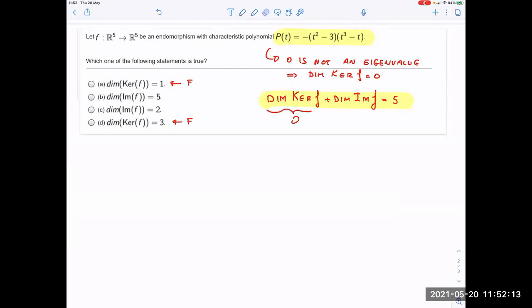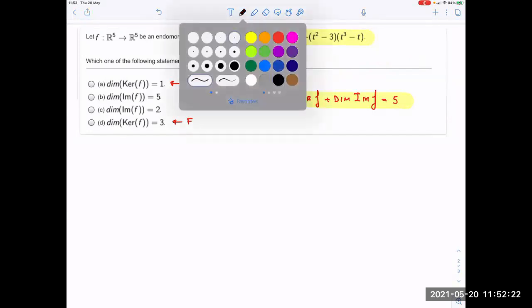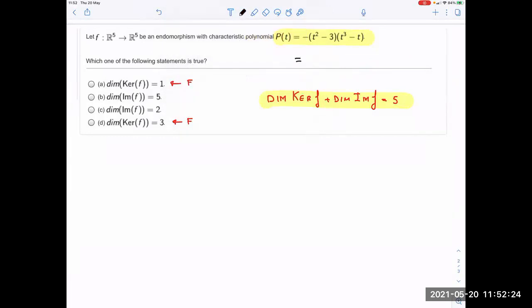Oh, sorry. I made a mistake. I'm sorry. Let's take it back. The characteristic polynomial is written in a deceiving way, and I was deceived. So you see it is minus t squared minus 3, t squared minus 1, t. So 0 is an eigenvalue. Yeah, 0 is an eigenvalue. I'm sorry, it was a stupid remark on my side, of multiplicity 1.